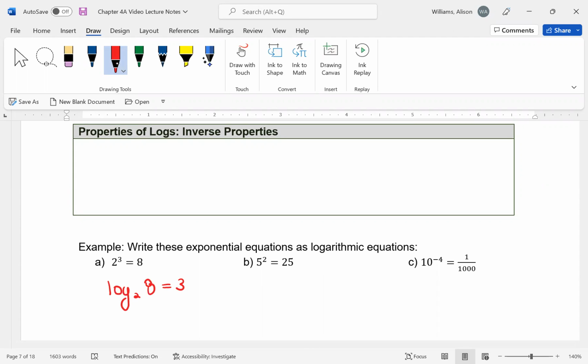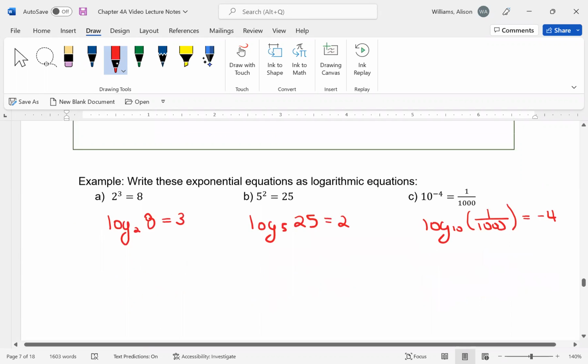So the number that we're raising to the power, the base of the exponent, becomes the base of the log. So this one is going to be log base 5. And then we take the opposite side of the equal sign. So log base 5 of 25 equals 2. And then here, log base 10 of, I'll put it in parentheses, 1 over 1,000 equals -4. So these are the equivalent logarithmic statements of those exponentials.